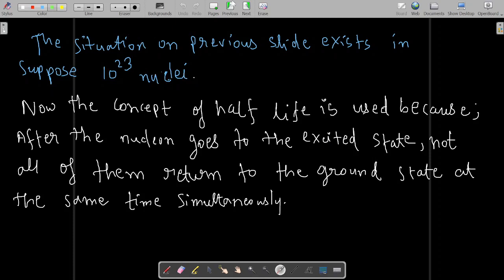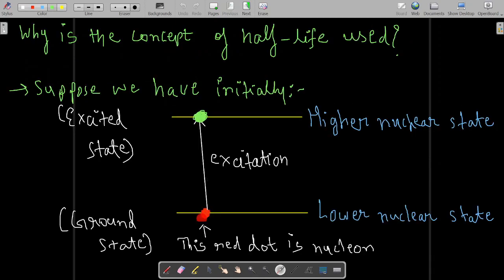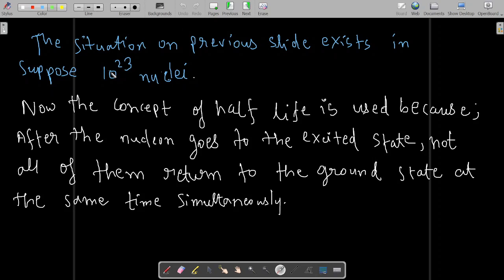So the situation shown on the previous slide, where this nucleon has jumped from the lower state to the excited state, from the ground state to the excited state, has happened in 10 to the power 23 nuclei. This particular condition has arisen in 10 to the power 23 nuclei.